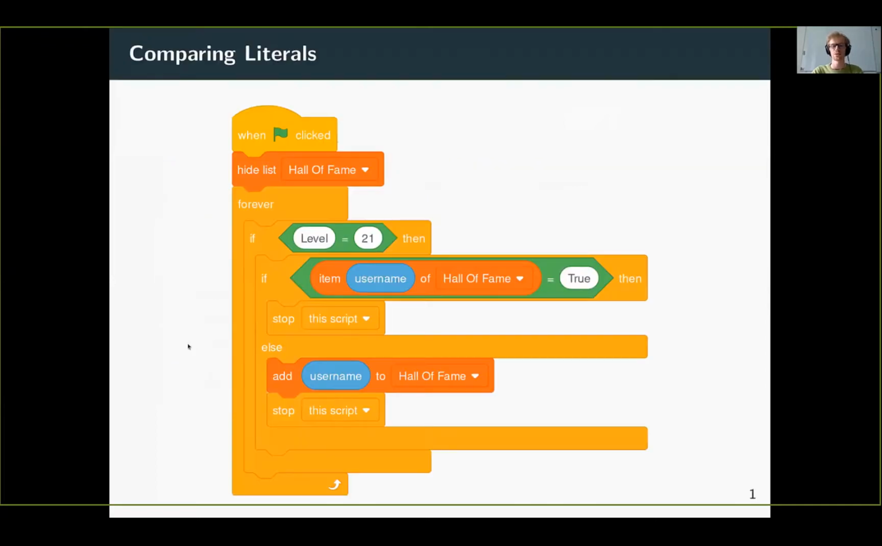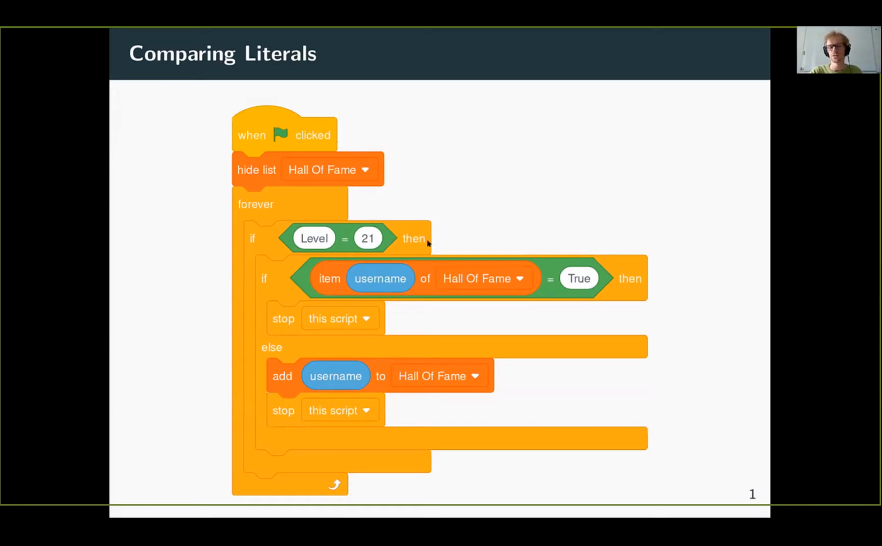Scratch is a programming language for introducing students to programming, where you program sprites on the stage by assembling blocks like these. And there are some fairly sophisticated programs even for students. This snippet was taken from a game where the programmer wanted to allow the user to enter a Hall of Fame if he or she reached the 21st level.